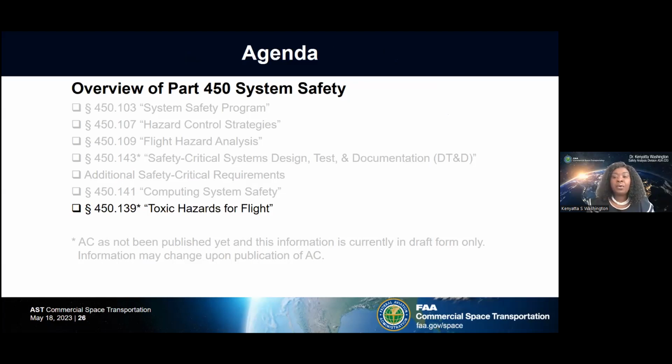So thank you all for attending the last session of the International System Safety Workshop. I will discuss requirements and expectations for Code of Federal Regulation 450.139 toxic hazards for flight. As a caveat, the advisory circular for toxic hazard mitigation 450.139-1 is in the final stage of review prior to publishing. So this session is designed to encourage dialogue concerning toxics.